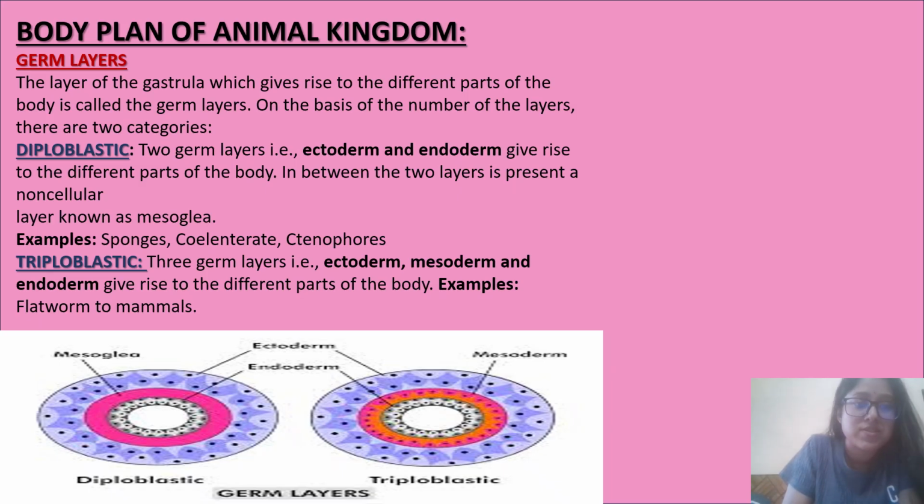Next, triploblastic. There are three germ layers, that is ectoderm, mesoderm and endoderm, which give rise to the different parts of the body. Example: flatworms to mammals.